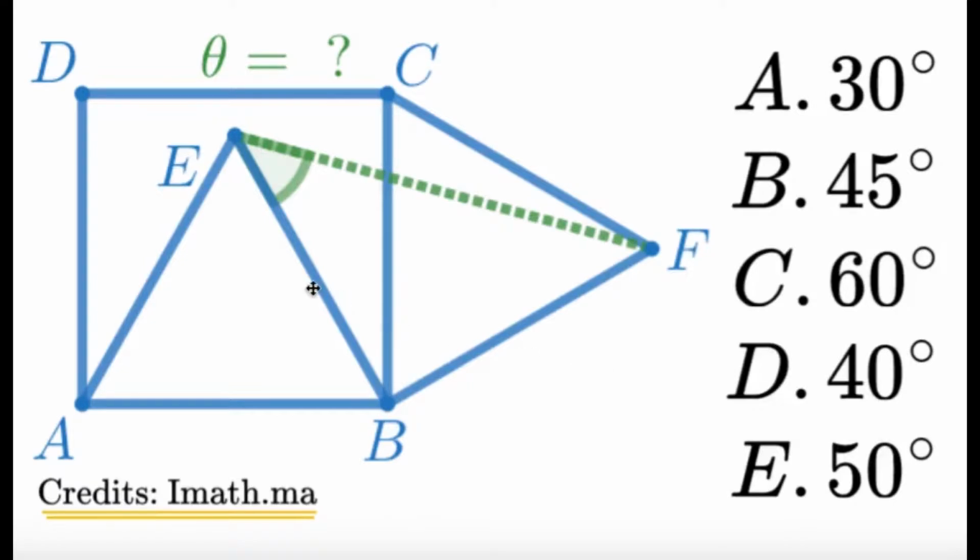So here in the figure on the left, we have square ABCD and two equilateral triangles, triangle ABE and triangle BCF. We're asked to get the value of the measure of angle BEF. Here we have the choices. It's either 30 degrees, 45 degrees, 60 degrees, 40 degrees, or 50 degrees. Now credits to the imath.ma Facebook page for this item.